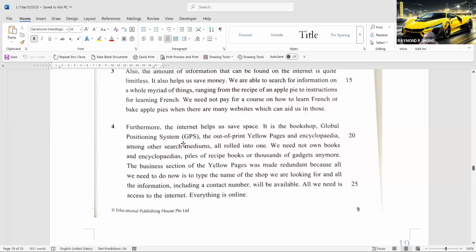You see, like GPA, Global Positioning System. Yeah, I think you're right, Jensen. Yellow pages. I remember this part here. Well done, Jensen.